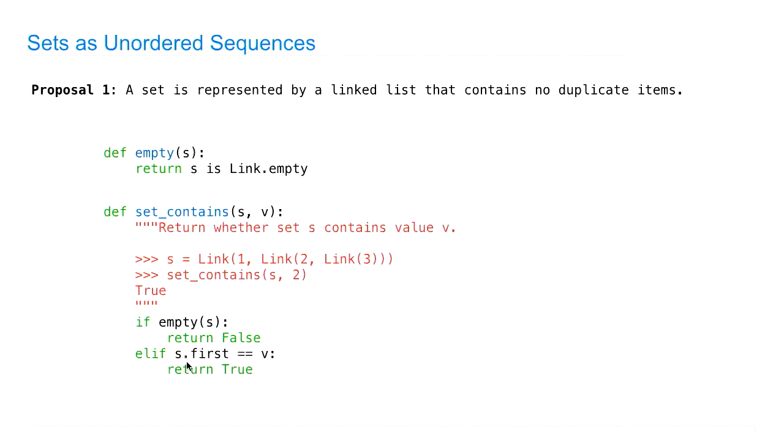Now, how is it that I have S dot first when I've been talking all this time about how sets don't have an order? That's weird, right? Are you?